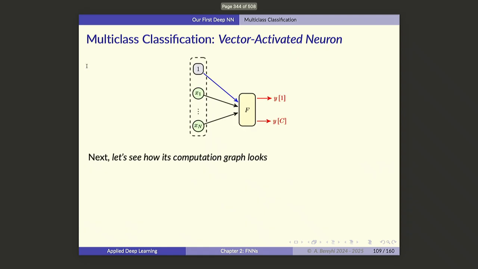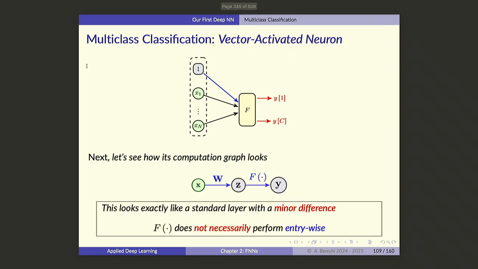Okay, no question. Then let's go with this vector activated neuron. So what we want to do, as I told you, is that this f function is going to compute for us a bunch of outputs altogether from the whole input. If you want to look at the whole computation that is happening here, we can again write it down in the form of a computation graph. That's going to be easier.